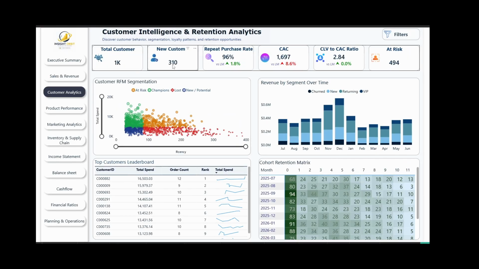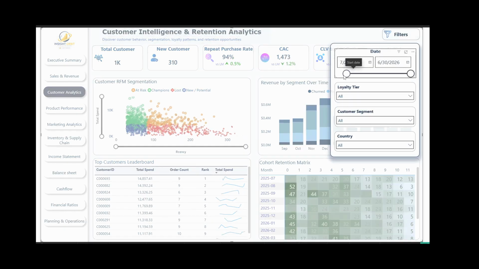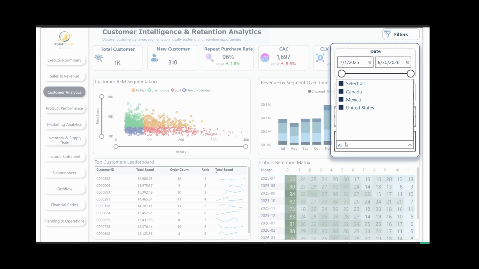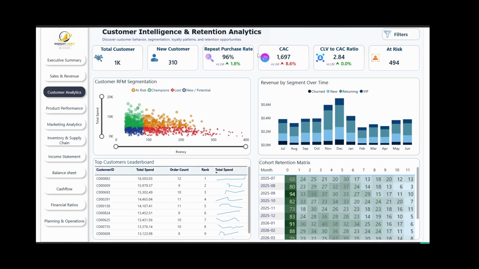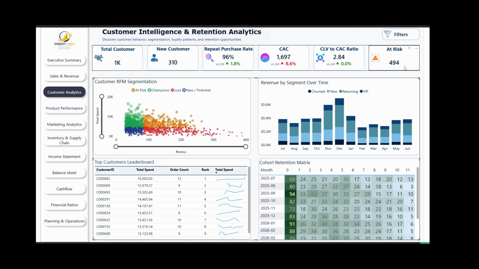Now let's start with the customer analytics. Like the other phases, this dashboard also includes slicers for date, customer segment, loyalty tier, and country. These filters make it easy to analyze different customer groups. And at the top of the page, I include the KPI cards: total customers, new customers, repeat customers, customer acquisition cost, customer lifetime value to customer acquisition cost ratio, and at-risk customers.